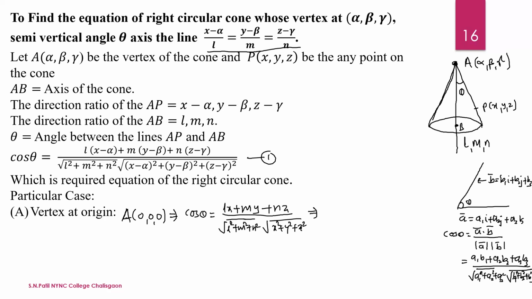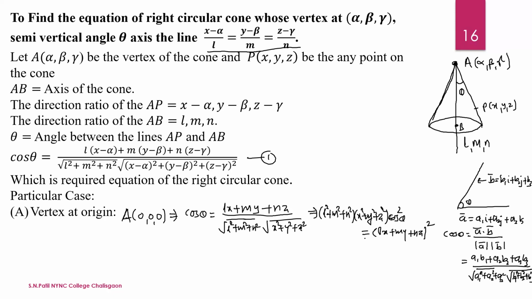Now here, squaring both sides, the square and square root cancel, and we multiply the denominator by cos theta. That is, L square plus M square plus N square, into x square plus y square plus z square, into cos square theta is equal to (Lx plus My plus Nz) whole square. So this is the required equation when the vertex of the right circular cone is at the origin.